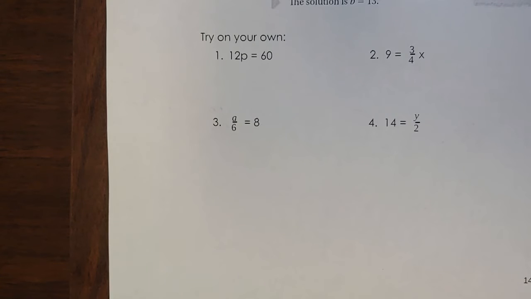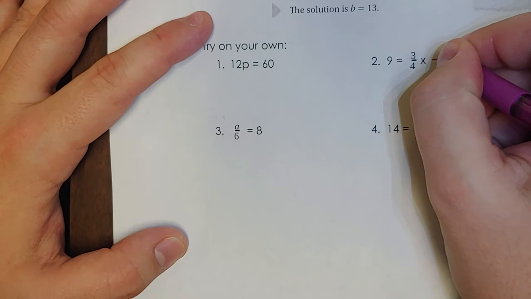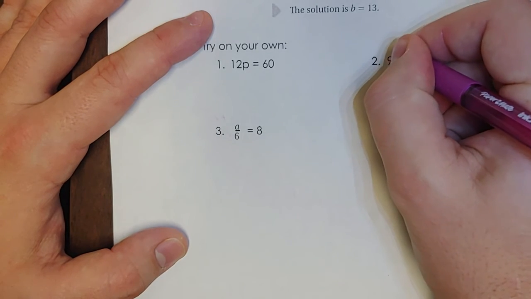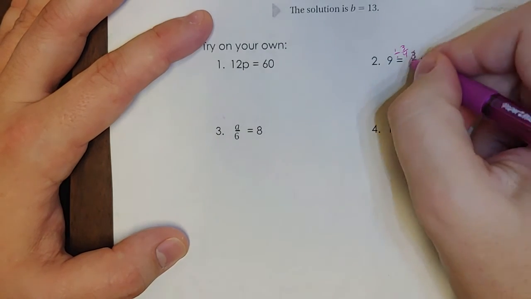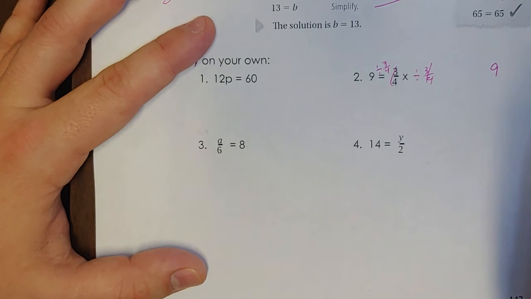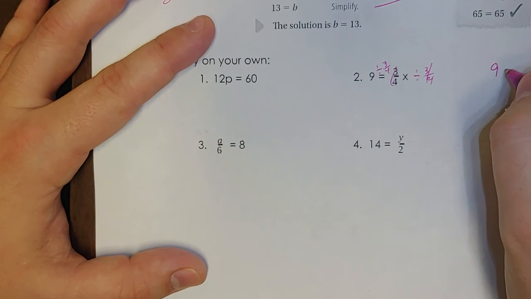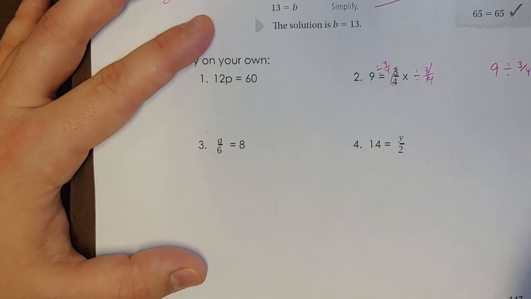So what's the opposite of multiplication? Division. So we're going to divide this side by 3/4, and we're going to divide this side by 3/4. These two are going to cancel out. I'm going to go over here to the side and work on this one. Make sure you put that 3/4 to the back. Don't put it at the front.